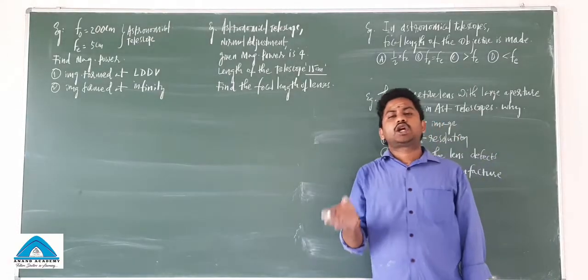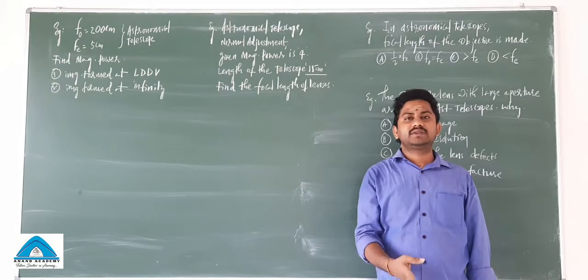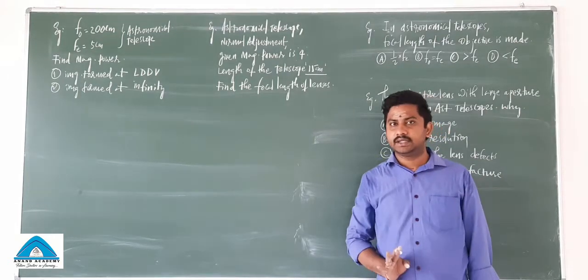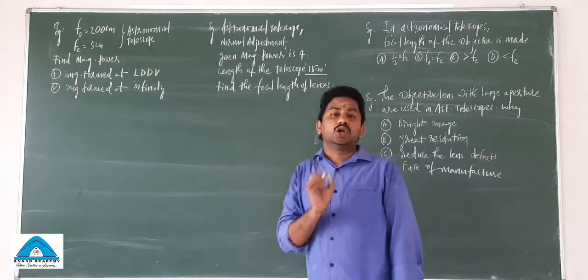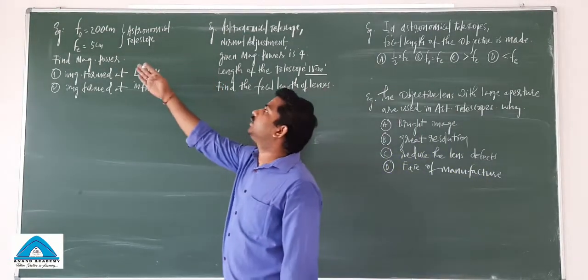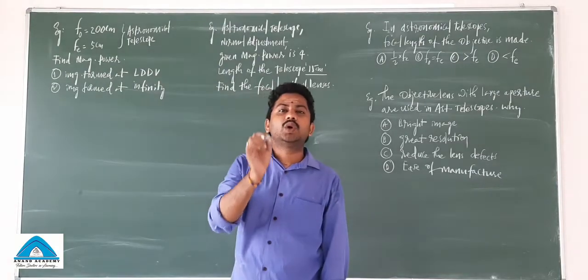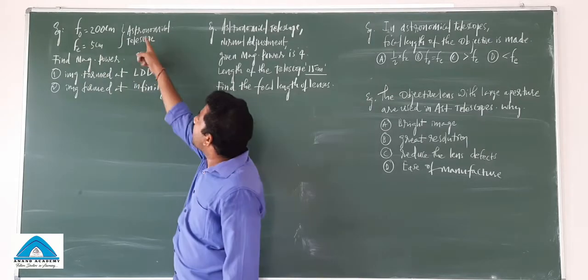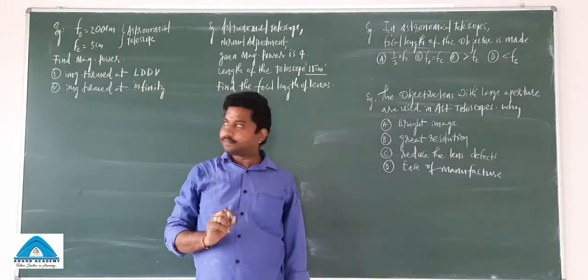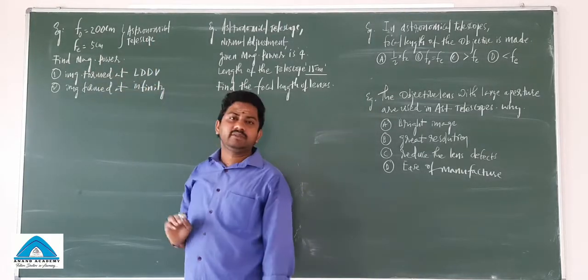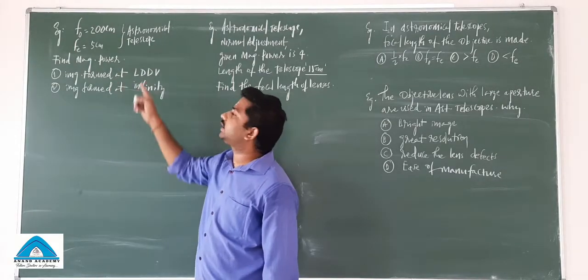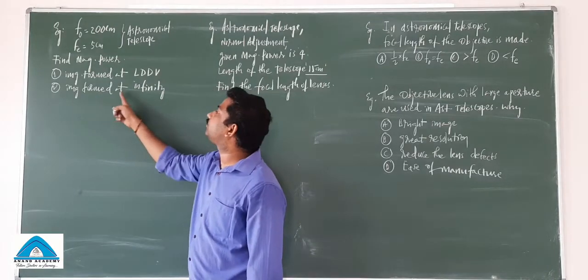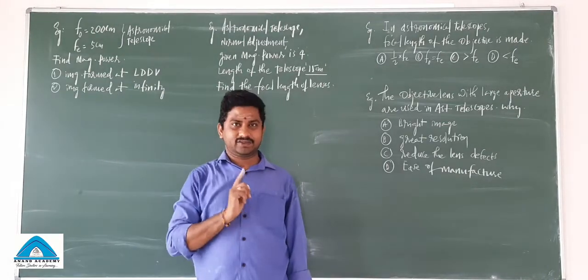Let us solve the commonly asked numericals in the previous NEET exam and AIIMS exams. Let us see. In this concept, the focal length of the objective lens is 200 centimeters and the focal length of the eyepiece is 5 centimeters in an astronomical telescope. Find the magnifying power when the image is formed at least distance of distinct vision and when the image is formed at infinity. And let us solve.